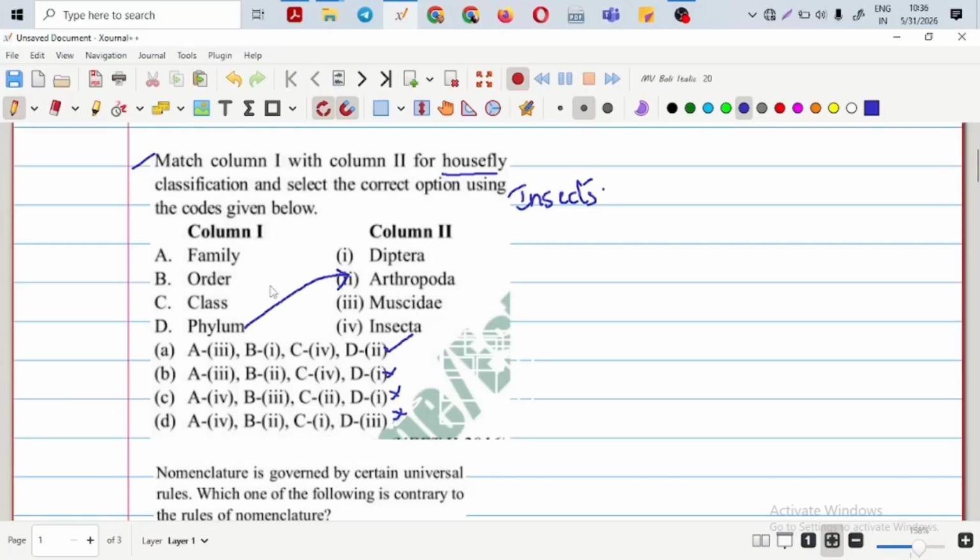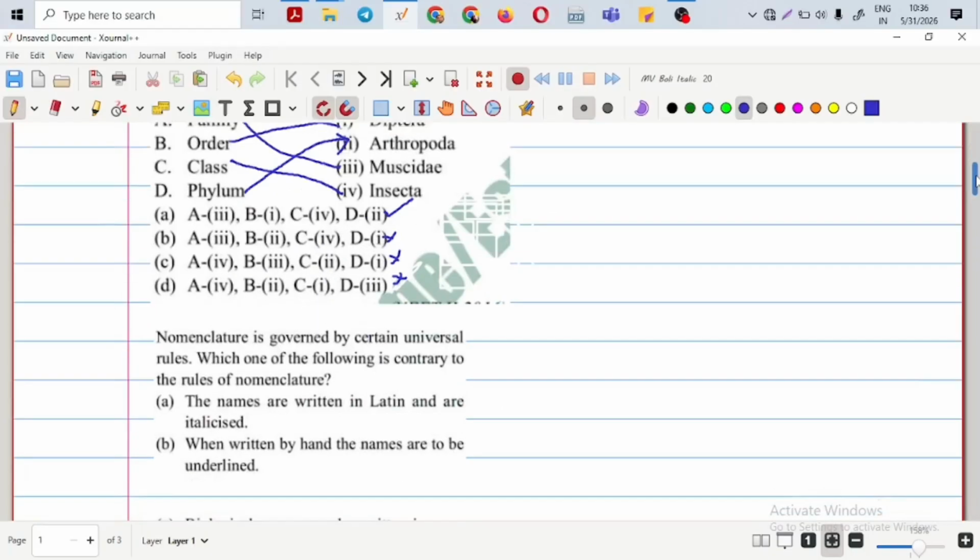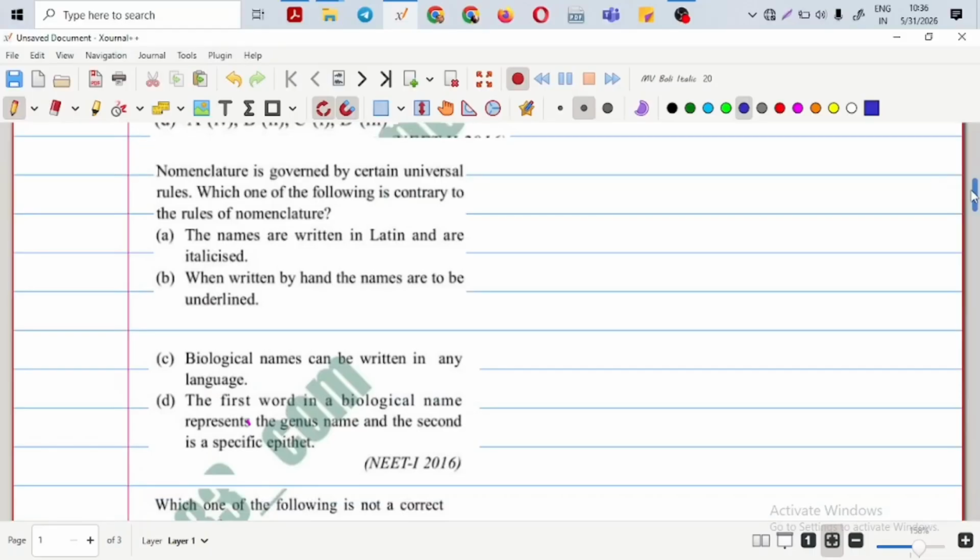Then, moving to the next options, the phylum. Which phylum? Arthropoda. Then family. Yes, Muscidae. Musca domestica, Muscidae. Then order, Diptera. Class, Insecta. Okay, I think we are clear about this question. It was a very simple question. Always expect this kind of questions.